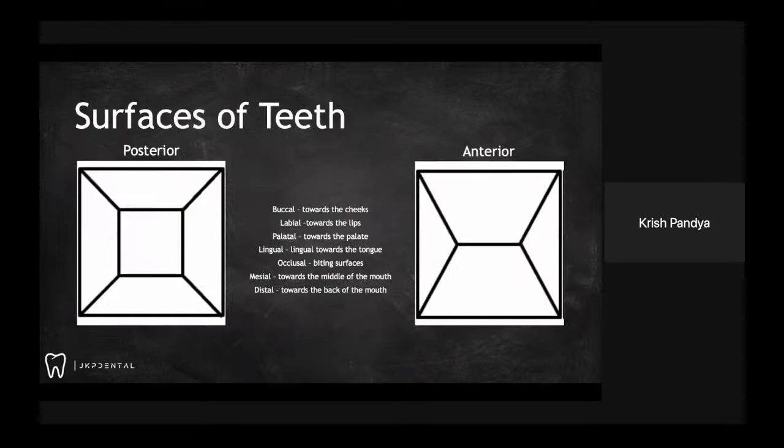So, naming the different surfaces. Buccal means towards the cheek. Labial means towards the lips. Palatal means towards the roof of the mouth, and obviously that only applies in maxillary teeth. Lingual means towards the tongue, and of course that only applies to mandibular teeth. Occlusal is the biting surfaces of posterior teeth. Mesial means towards the center of the mouth, or towards the midline, and distal means towards the back of the mouth, or away from the midline.